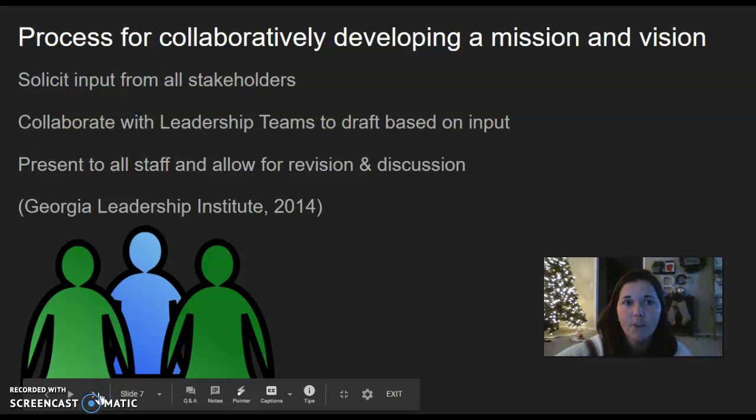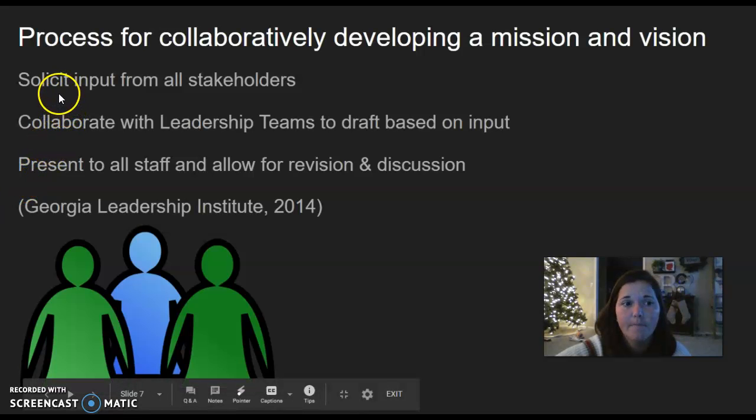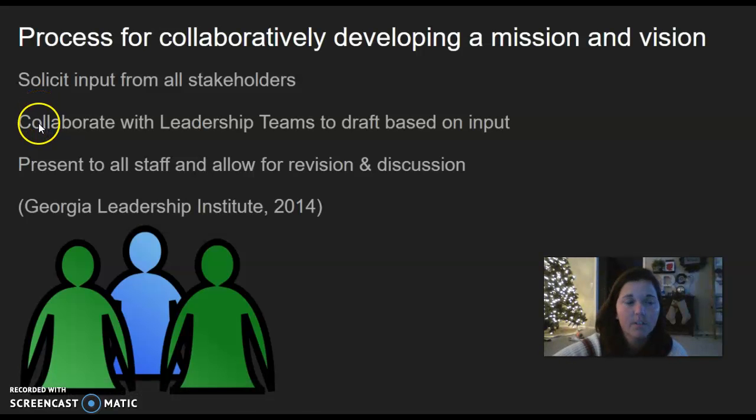The process for collaboratively developing a mission and vision. First, the Georgia Leadership Institute had some great steps. Solicit input from all stakeholders. Then collaborate with the leadership team to draft based on the input that you collected. Input can be collected in many different forms. Like we have a school site committee that has business leaders and people from the community that come in and give us input. It could also be through a questionnaire. And then present to all the staff and allow for revision and discussion.